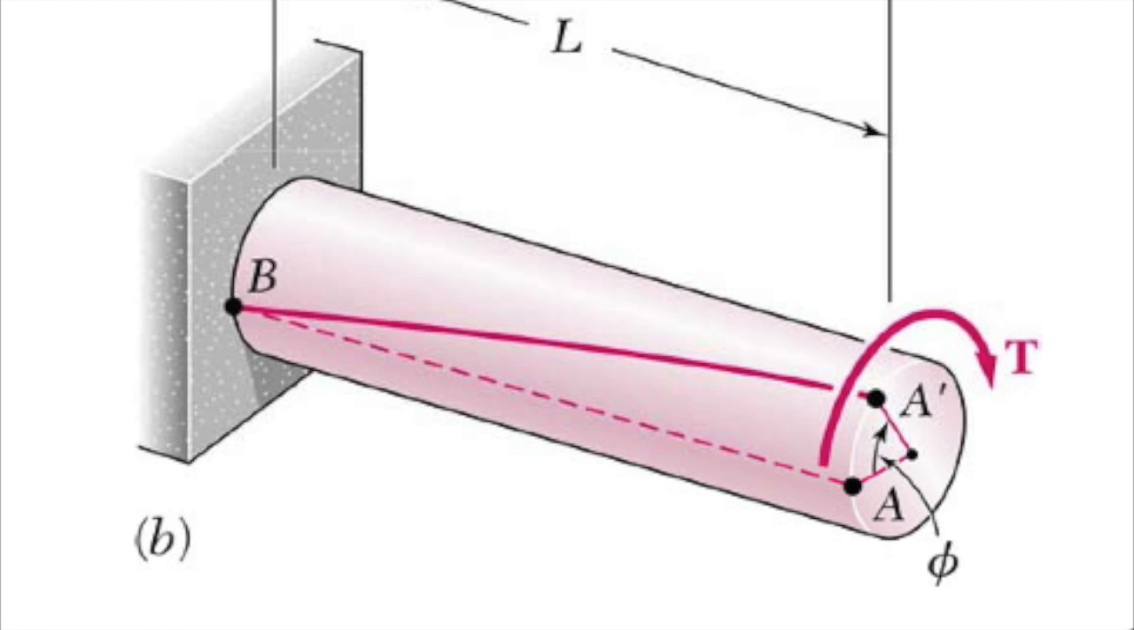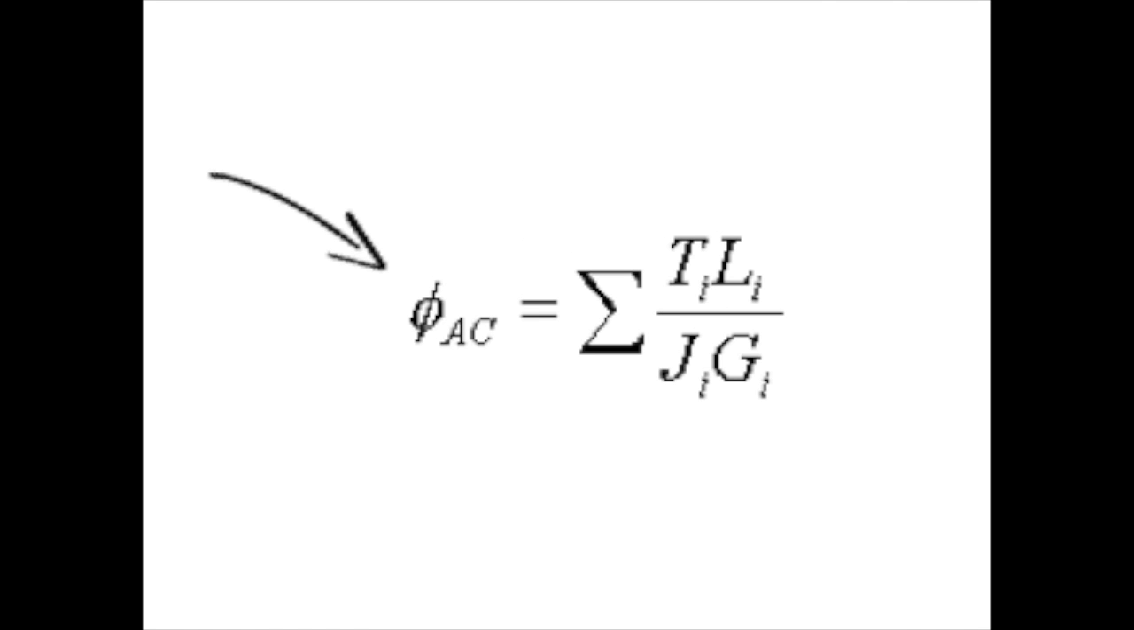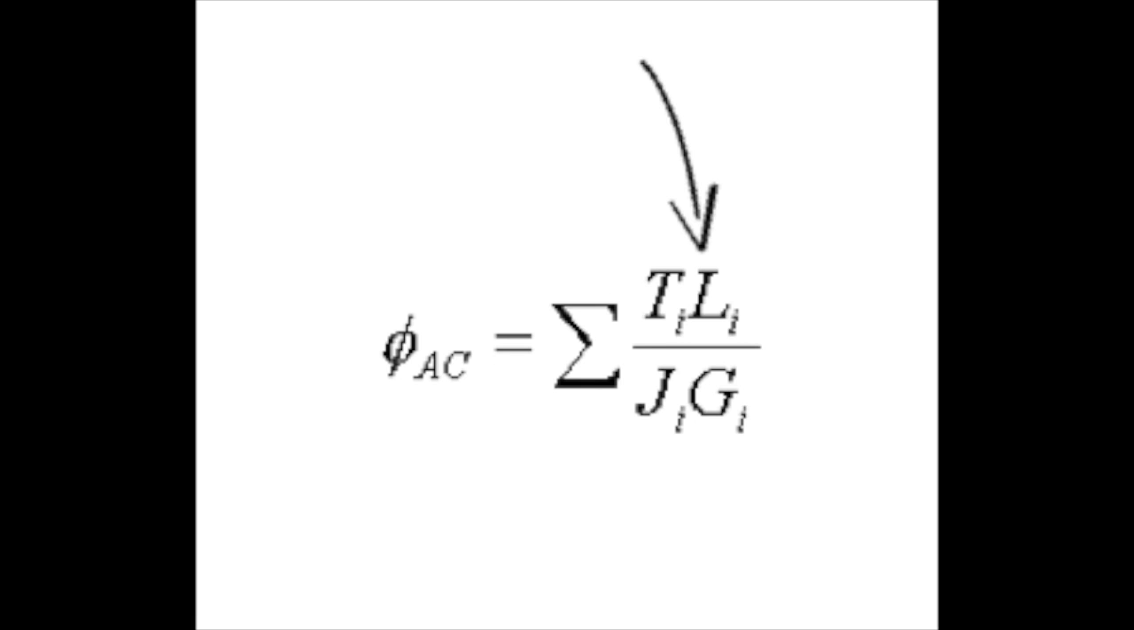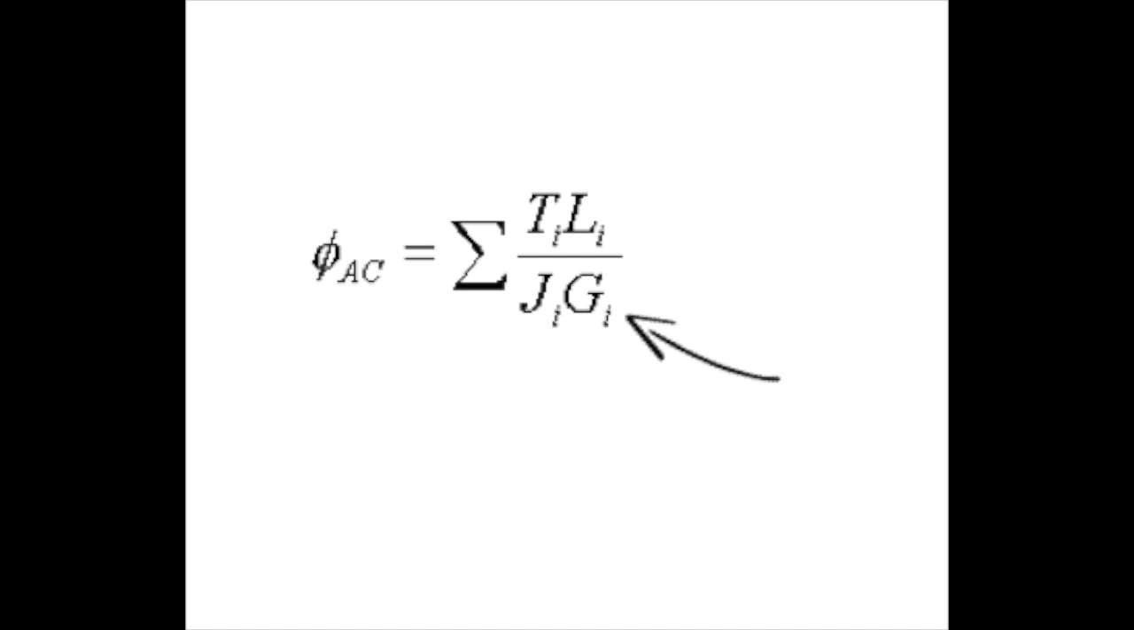Angle of twist is the amount of rotation that may occur when the shaft is subjected to torque. This equation is used to find the angle of twist with one or more torques, where phi is the angle of twist of the shaft, T is the internal torque at the cross-section, L is the length of the shaft, J is the polar moment of inertia, and G is the modulus of rigidity for the material.